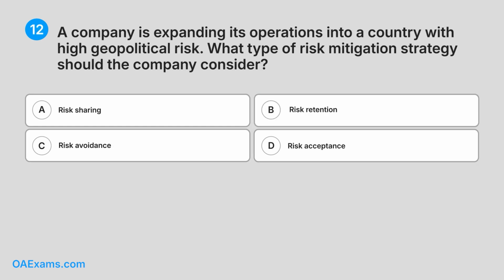12. A company is expanding its operations into a country with high geopolitical risk. What type of risk mitigation strategy should the company consider? A. Risk sharing. B. Risk retention. C. Risk avoidance. D. Risk acceptance. What do you think is the answer?